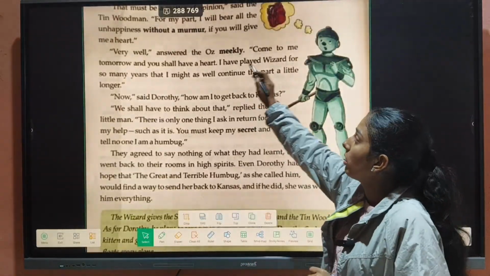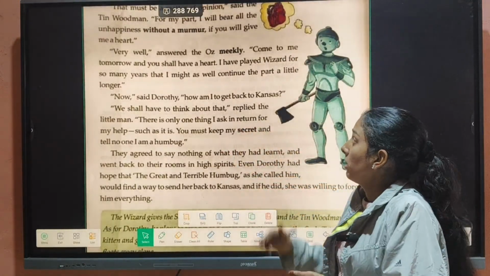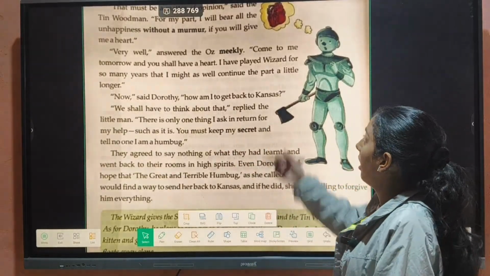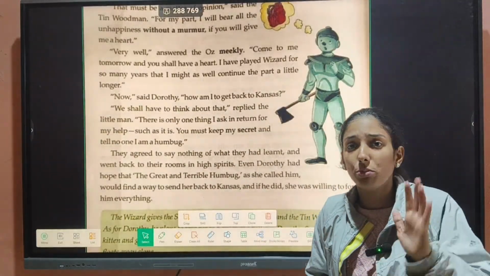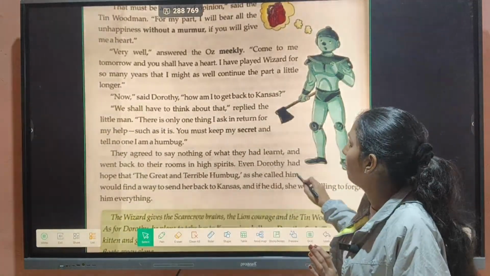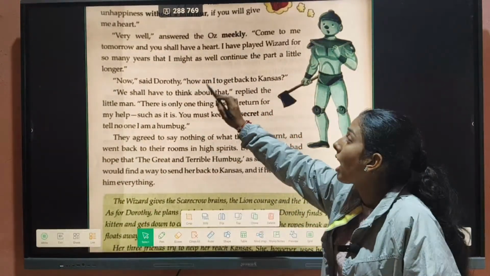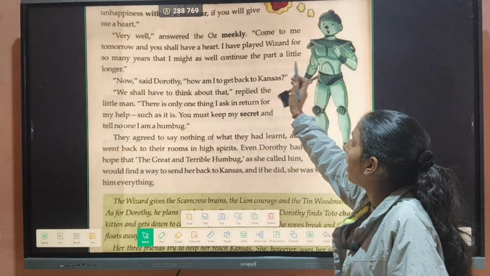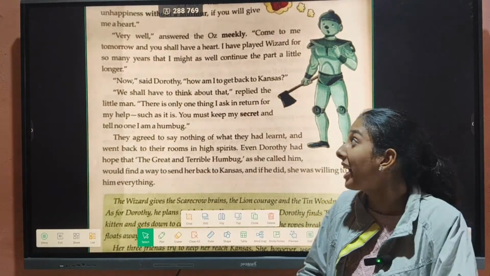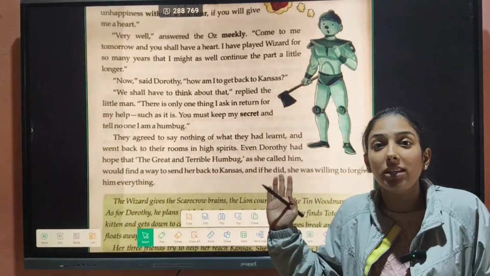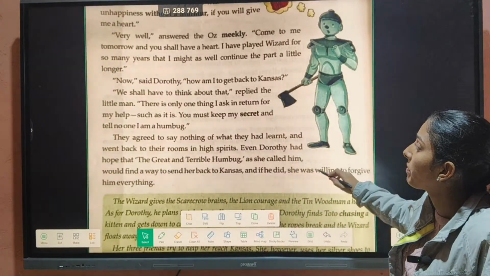"Very well," answered Oz meekly. Meekly means politely, in a soft voice. Oz is saying, okay, very well. "Come to me tomorrow and you shall have a heart. I have played wizard for so many years that I might as well continue the part a little longer." Now he's saying that I have been acting like a wizard for so many years and I'll continue it for some more days if you want me so.